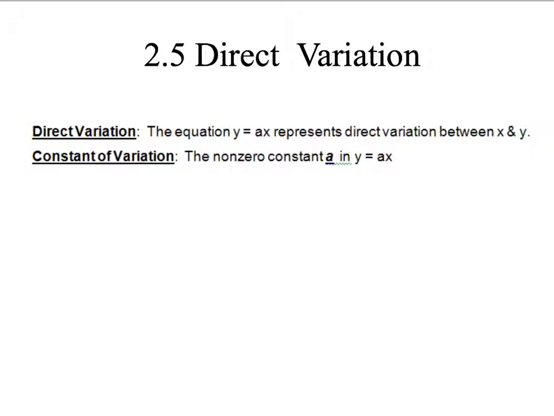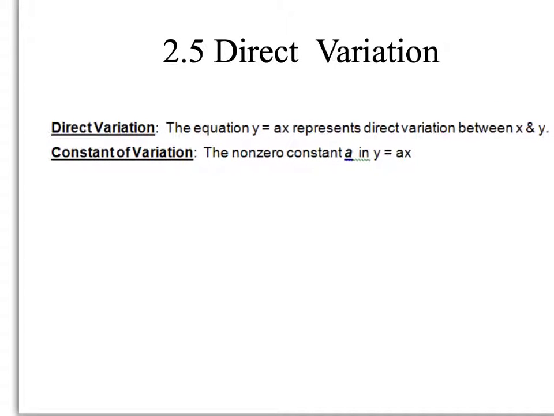So the way we represent this mathematically with an equation is the equation y equals a times x, which is right there. And what we say about that is that there is a direct variation between x and y. Now, in that equation, if you notice, we have a little letter in here called a. That a is called the constant of variation. That is the non-zero constant that shows your relationship between x and y.